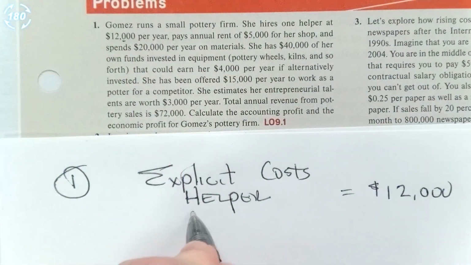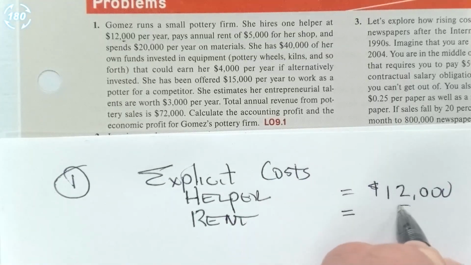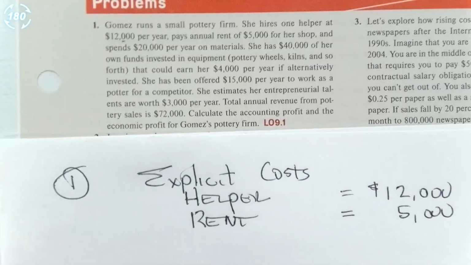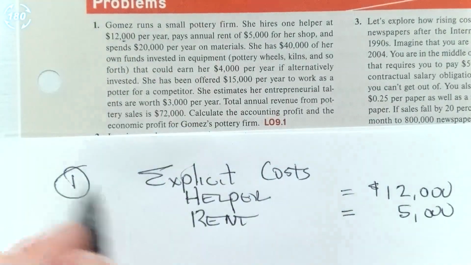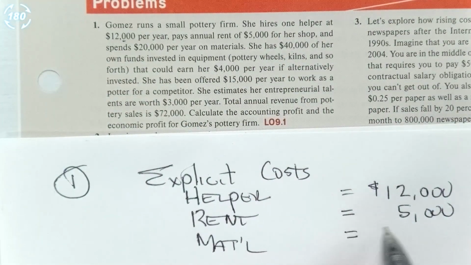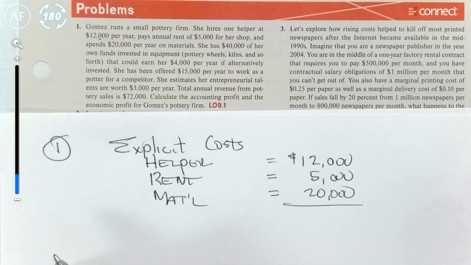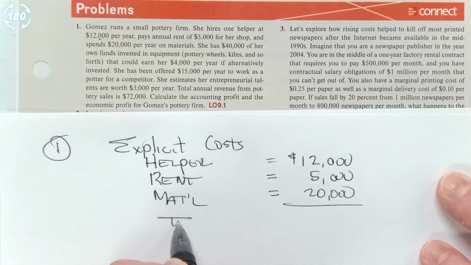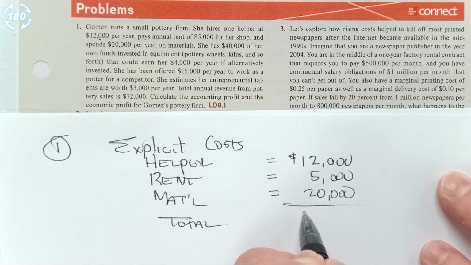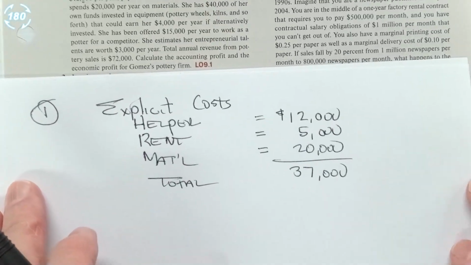Rent, exactly right. It's $5,000. Anything else? Materials, thank you very much. Materials is $20,000. So these are her explicit costs, the things she's going to have to write checks for. Total explicit cost is $37,000. We're going to use that in a minute to compute her accounting profit.